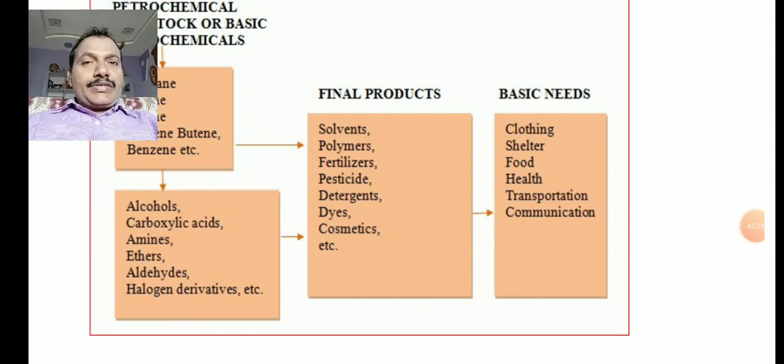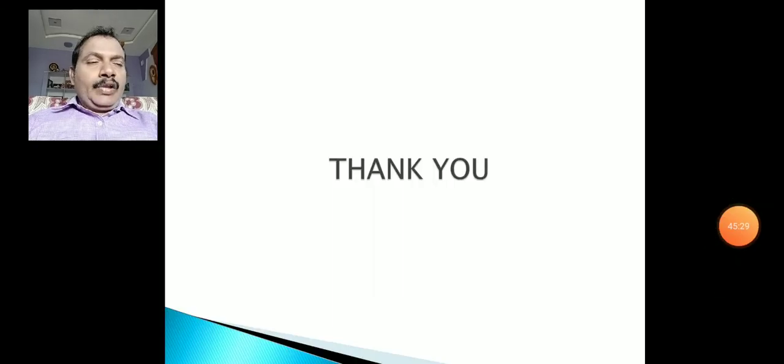So with this, we conclude our lesson. We will discuss in the next class FCC and the different instrumentation employed in the measurement of different parameters in petrochemical plants.